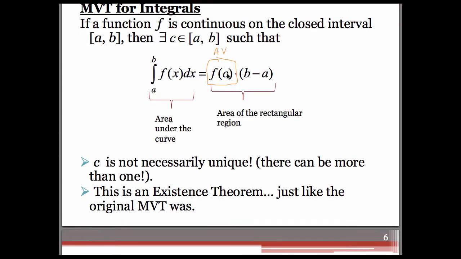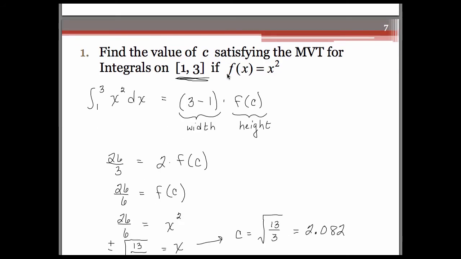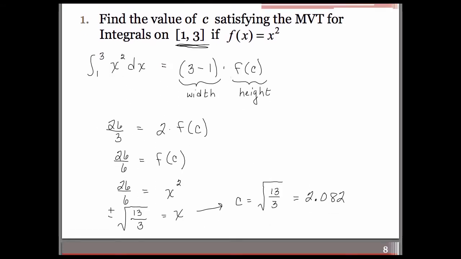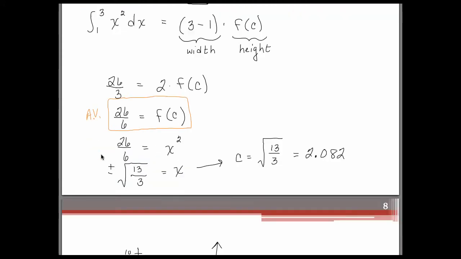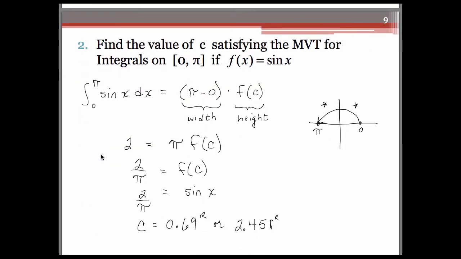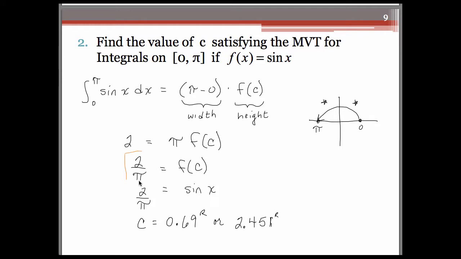Now, if you think about how we work through these other problems, you've actually found the average value. Right here, where we got to this point, where we said f of c was 26 over 6, 26 over 6 is your average value. That's the height of the rectangle. All right, in the sine problem we did, right when we got to this step, the 2 over pi is your average value. That is the height of the rectangle, your f of c. All right, that's all that average value is really, specifically finding the height of the rectangle.